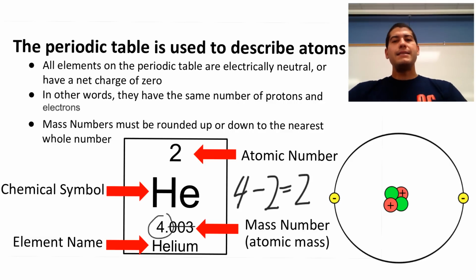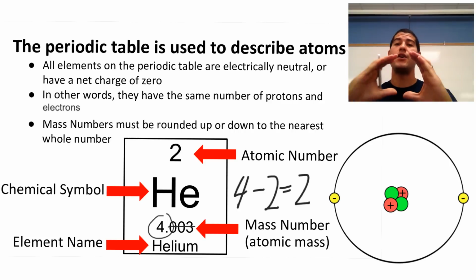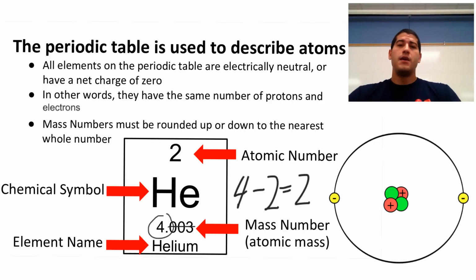Okay, the last thing you need for your model is the number of electrons. This is just as easy as finding the number of protons, because all the elements on the periodic table have a net charge of 0. The periodic table represents atoms in their elemental form. In other words, there are no ions on the periodic table, no atoms with an electrical charge. So the number of electrons is the same as the number of protons, which is the atomic number.